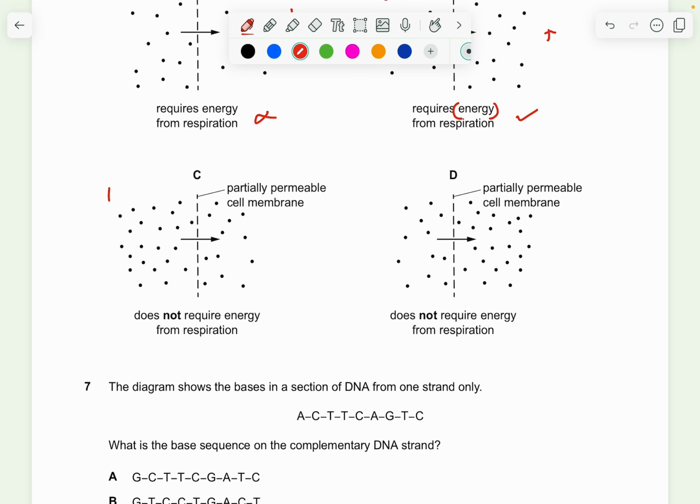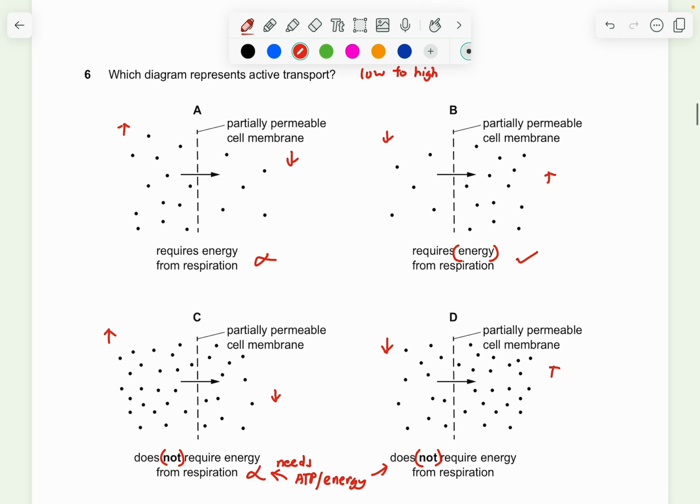For C, it is going from a lot of particles to a side with fewer particles and it does not require energy. This is wrong because for active transport, it needs ATP or it needs energy. And then for D, you can see it's from lower to higher. This is correct from the image, but it is not correct because it should be needing ATP or energy. So the answer is only B.